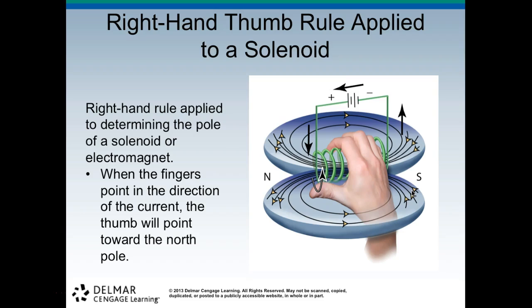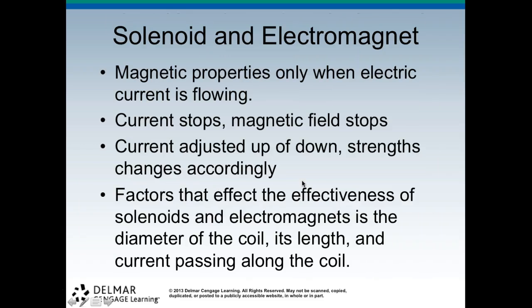So this is the right-hand rule applied to a solenoid. The right-hand rule determines the pole of the solenoid or the electromagnet. So when the fingers point in the direction of the current, the thumb will point towards the north pole. If you wrap your fingers around the current, going around and around, your thumb will point towards the north pole. So, solenoid and electromagnet.